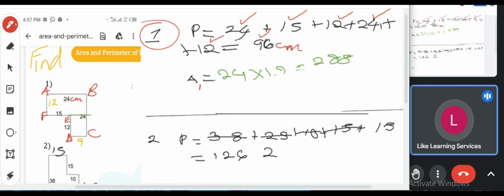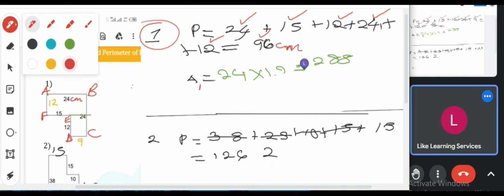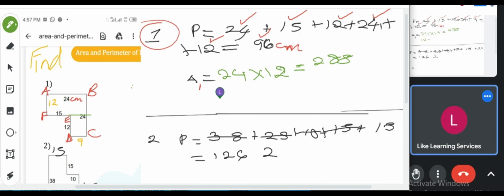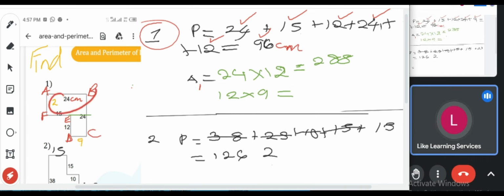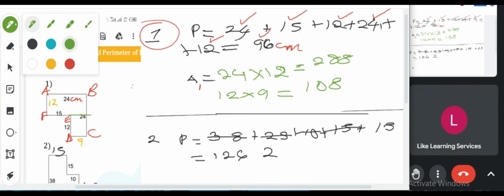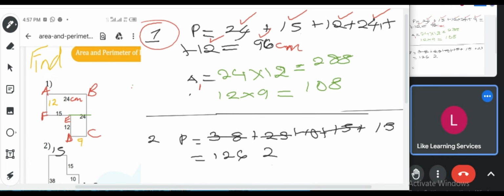Get the second area. 12 times 9. Alright, that's the second rectangle, the one below. The rectangle up is 24 times 12. The one down is 12 times 9. Is that 108? Yes. So what's the area of this whole shape?